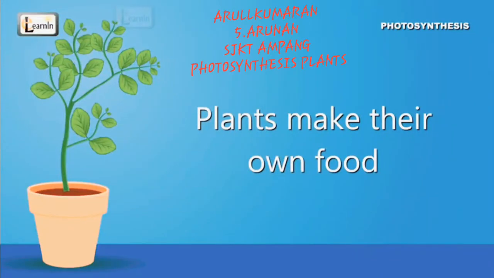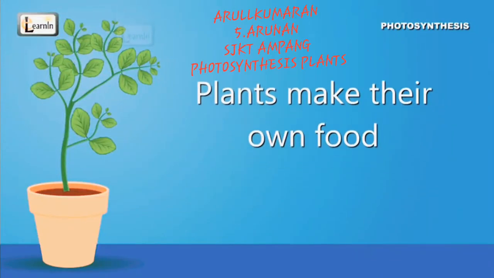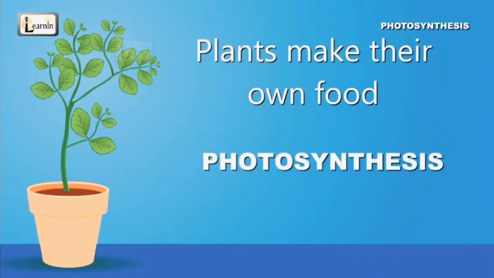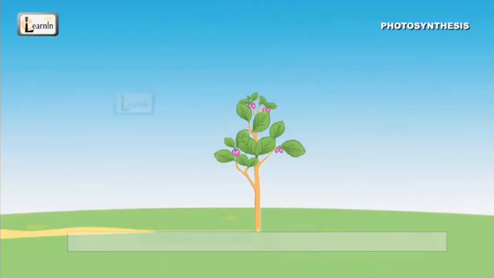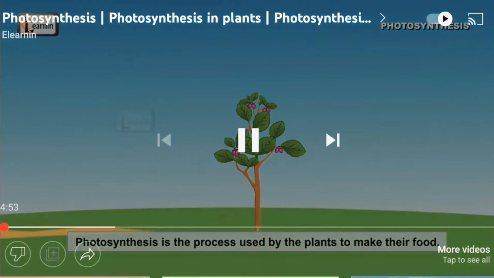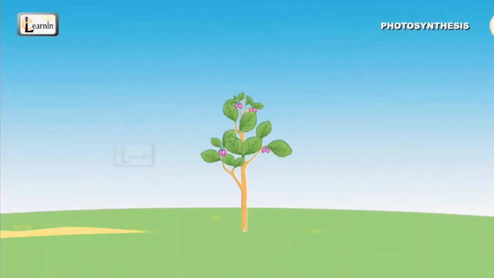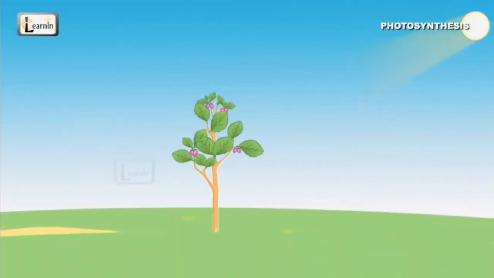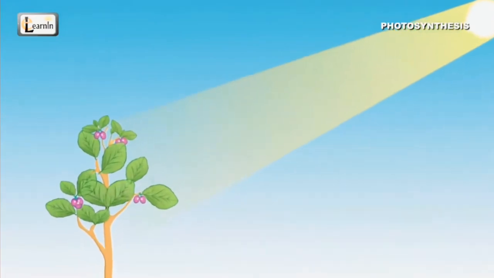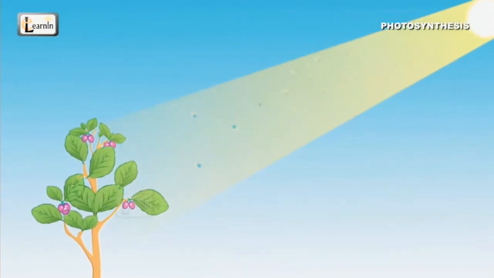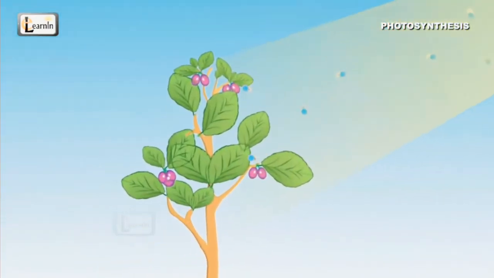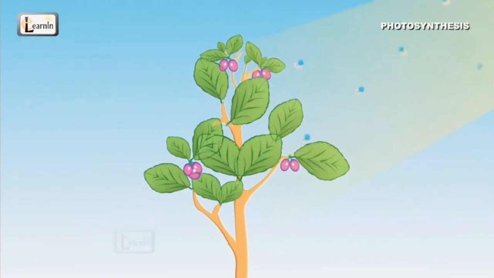Food? No? Well, this video elaborates the process of photosynthesis, by which plants make their own food. Photosynthesis is the process used by plants to make their own food, or in more complex terms, it is the conversion of light energy into chemical energy by plants. This chemical energy is used by the plants for growth and nourishment.